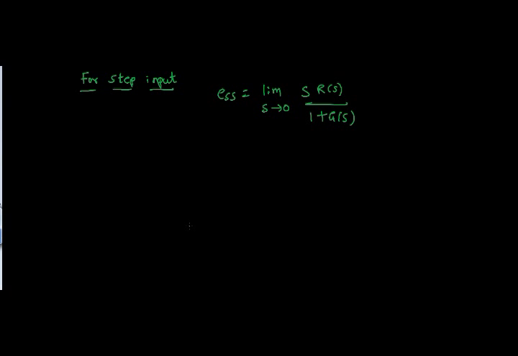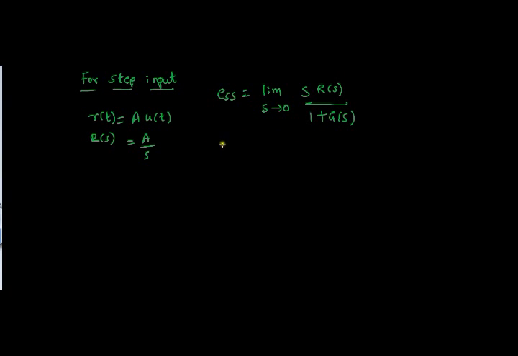Now let's see how the steady state error depends upon the type of input. First let's take the step input. The step input means r(t) is A times u(t). So my R(s) will be A into 1 by s, which is A upon s.